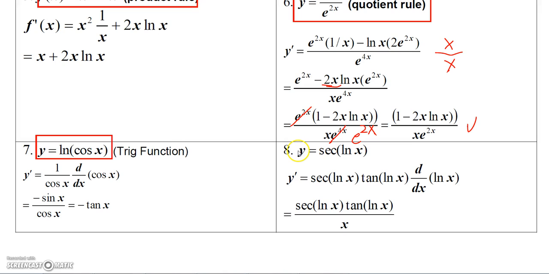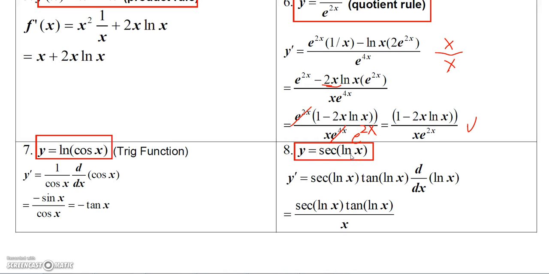Now this other one here, this is actually a trig rule. I need a trig rule on this one. So the trig rule, remember I have here, I have y equals secant of u. So this is secant u. So what's the derivative of secant u?